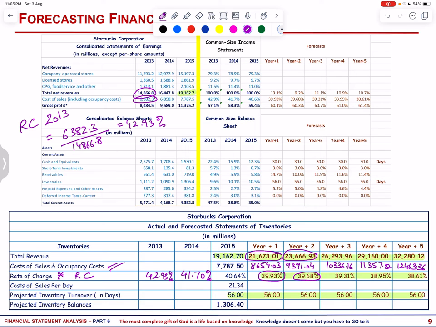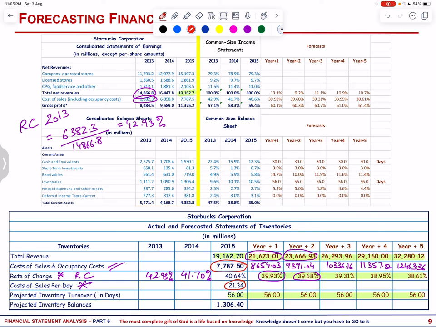Now we calculate the cost of sales per day. So cost of sales per day will be the cost of sales and occupancy cost divided by 365, that gives us 21.34 days, and sorry, 21.34 million.